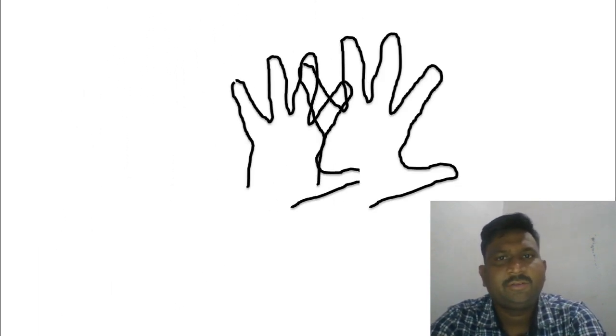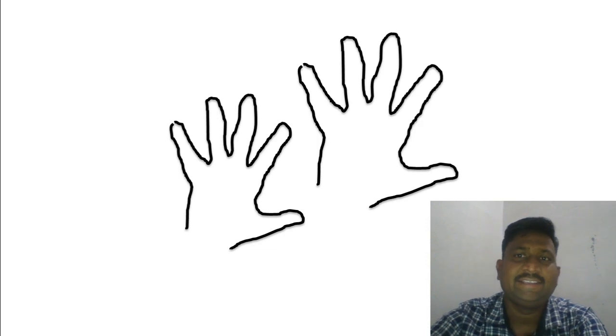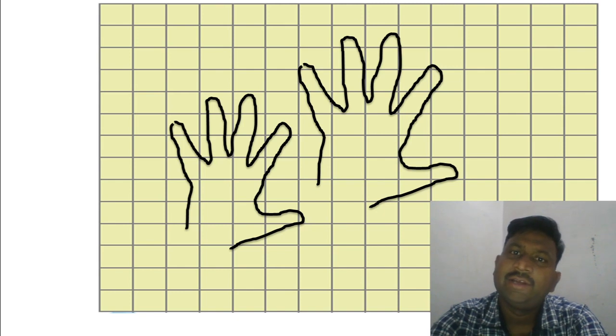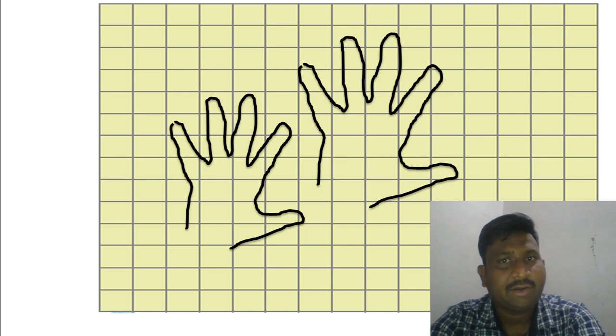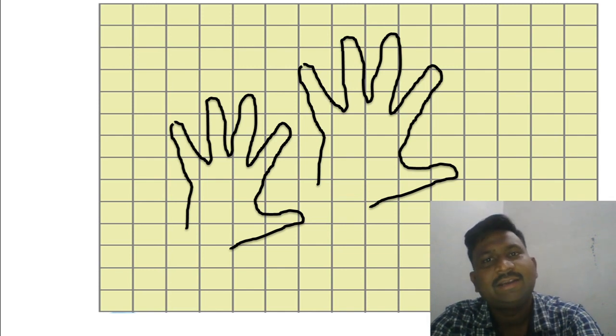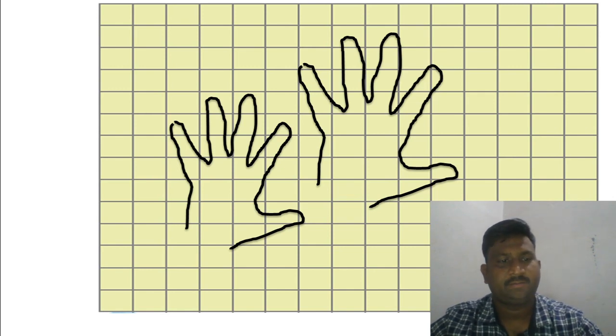I have traced one hand, and now this is the second hand. So which has the larger area? I can't say. So what can I do? I can trace these outlines on the square sheet. Now I have traced this hand on the square sheet. Now I need to count only complete squares. The one which has the higher number of complete squares has the larger area.